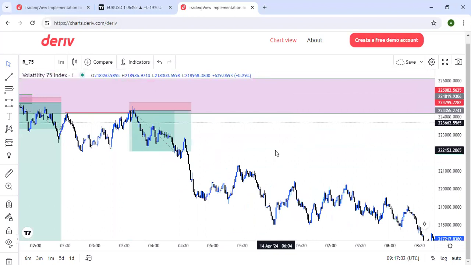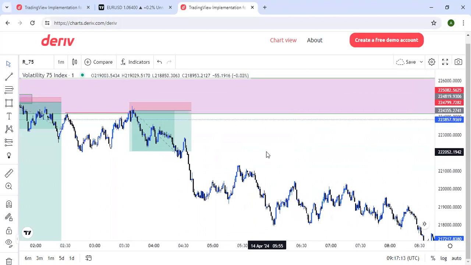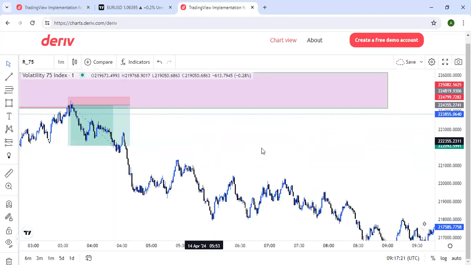Just study how inducement works. If you want to learn this, it's very easy. So don't disturb yourself. 1 minute is okay. By the time you check your M30, you mark your zone on M30, go to 1 minute for entry, and if it gives you the confirmation you need, then just take your trade and then just relax. So that's just how it is.